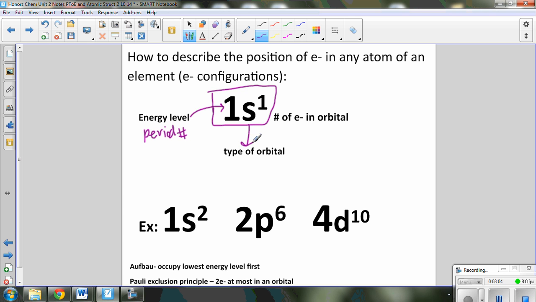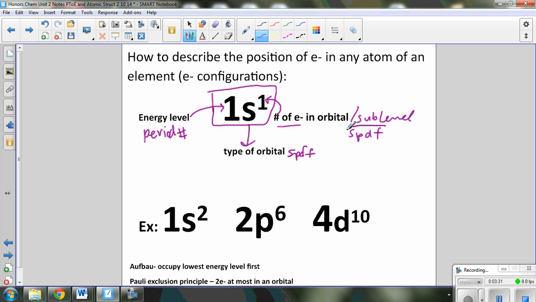The s here is representing the type of orbital. Remember, you can have s, p, d, or f. And this little exponent up here tells you the number of electrons in that sublevel. A sublevel is s, p, d, or f. So we're going to specify the number of orbitals within each of these sublevels as well. So this terminology is really important. Just listen to me as I go.